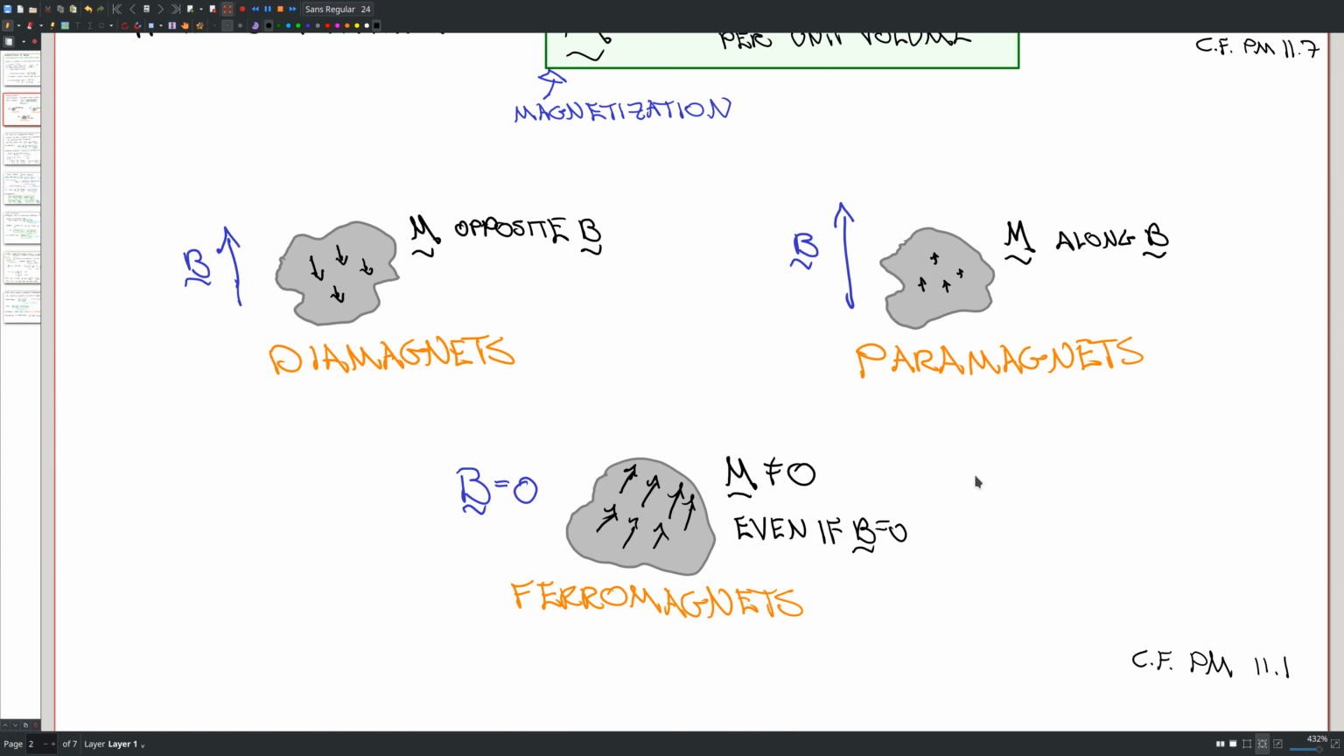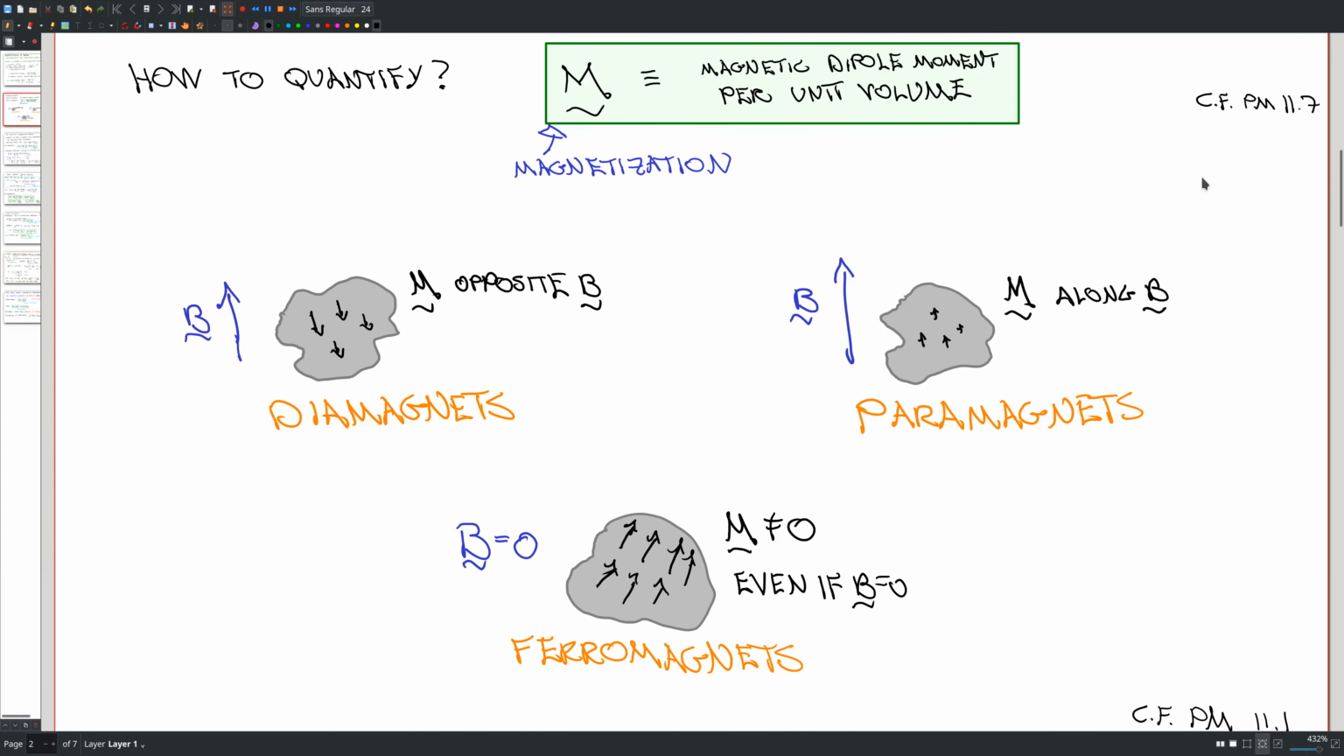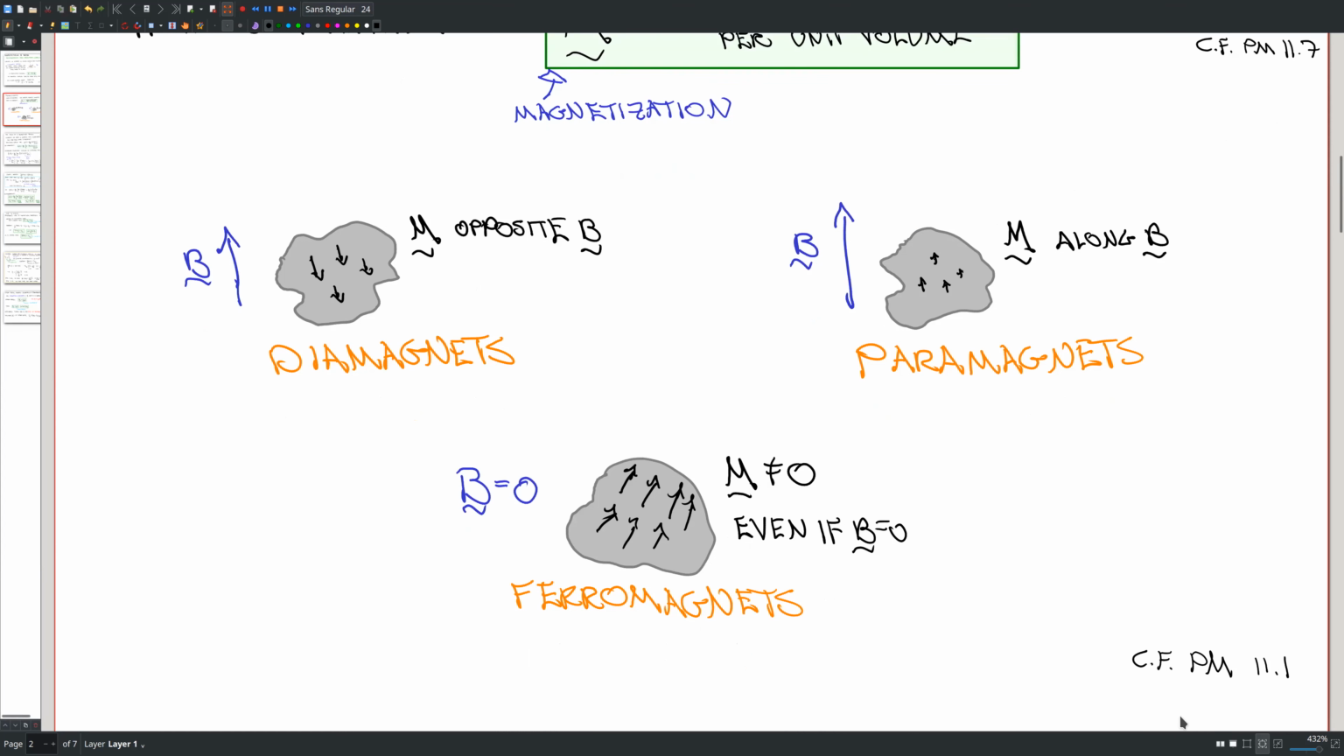Okay, so for all of this, I would refer you to Purcell-Morin sections 11.7 and also at the very beginning, 11.1, where there's a discussion of the basic physics of these objects. So if you read through that, you'll be all good.